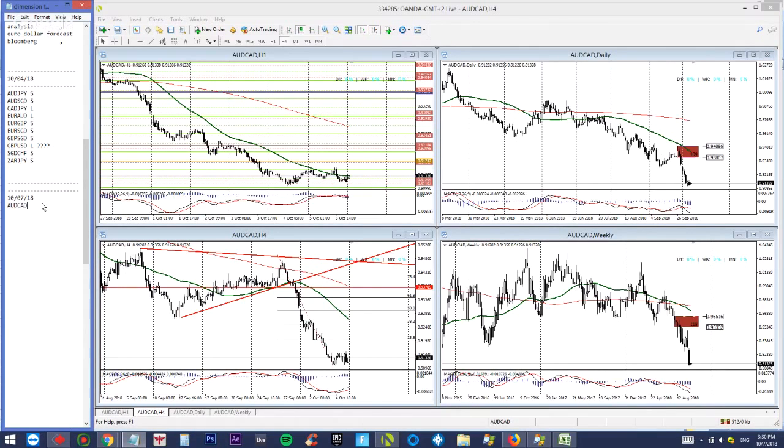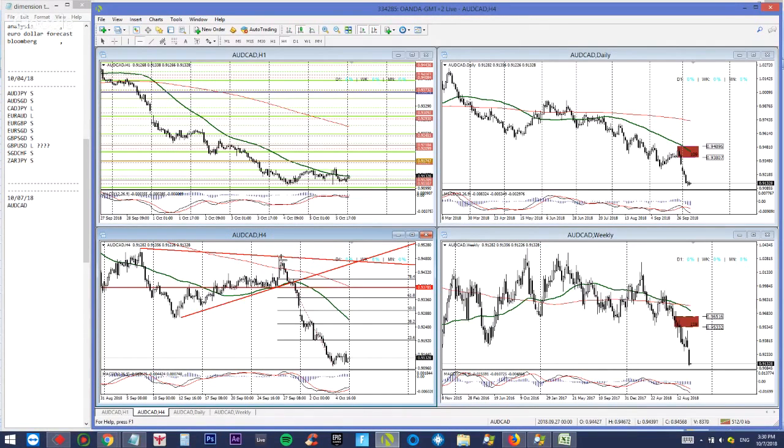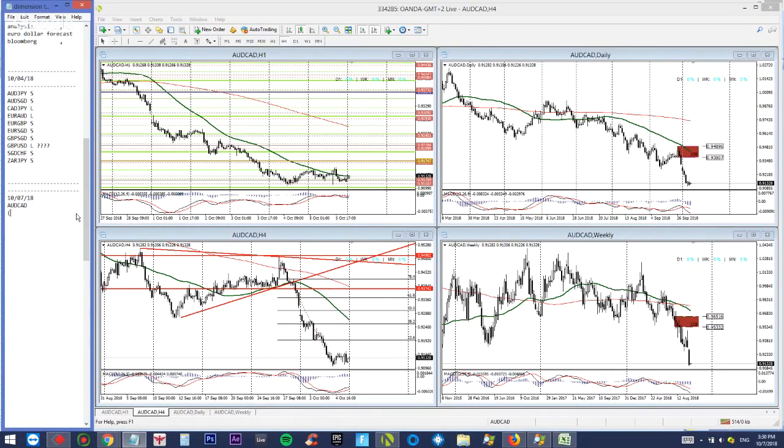AUD CAD for today. And we can actually put some numbers here as our entry areas. So we're expecting around this area for entry, stop loss on the top, and go for 1-to-1 and 1-to-2 target price. Okay, this is our initial entry and stop loss.